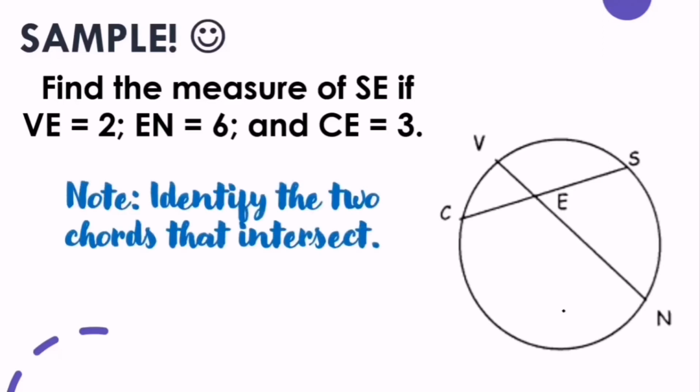Okay? So first one, we need to identify the two chords that intersect. Okay, what do you think are the two chords? The answer there is the segment VN and the segment CS. So ito po yun, segment VN and then segment CS. And this is their point of intersection.